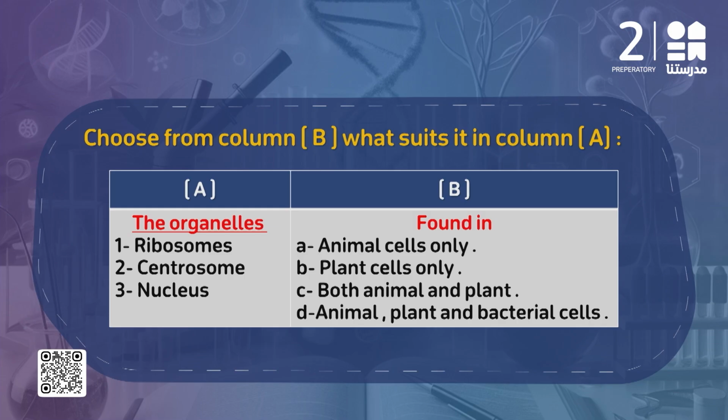Choose from column B what suits column A. عندنا هنا الأورجانيل ومحتاجين نعرف where do they found. Ribosomes, centrosome and the nucleus. Let's observe where the ribosomes can be found. احنا بنقدر نلاقيها في الانيمال سيل وفي البلانت سيل وفي البكتيريال سيل. السنتروسومز زي ما اتفقنا قبل كده مش موجوده غير في الانيمال سيلز بس, والنيوكليوس موجوده in both of the plant and the animal cell.